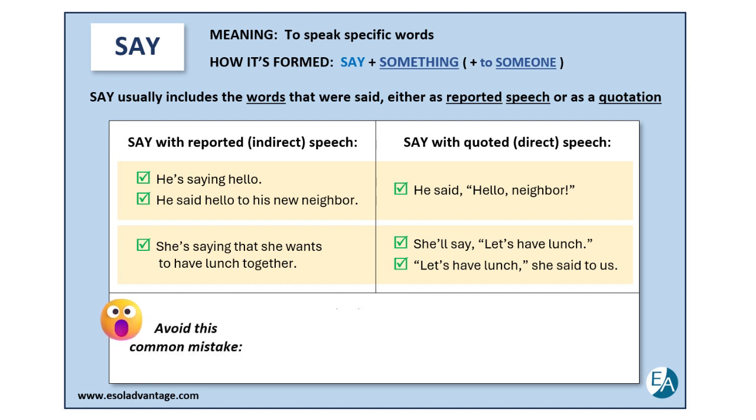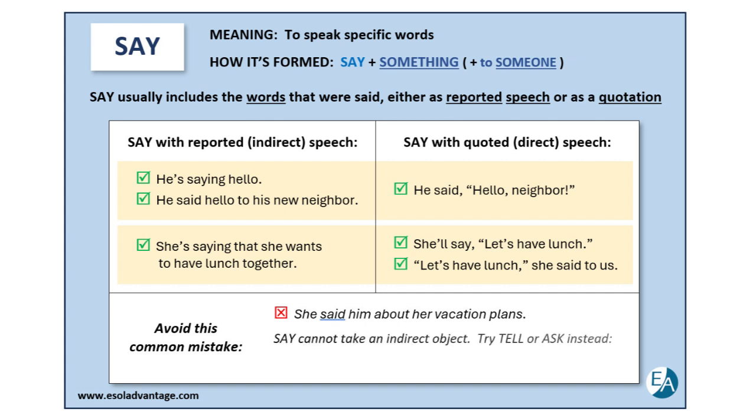When using say, avoid this common mistake. She said him about her vacation plans. There's a problem in that sentence because say cannot take an indirect object. She said him just doesn't work. Try tell or ask instead. For example, she told him about her vacation plans.